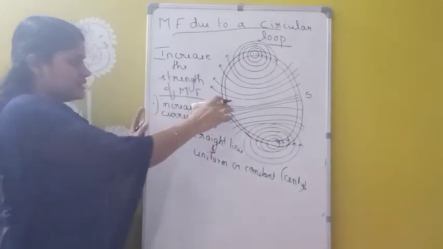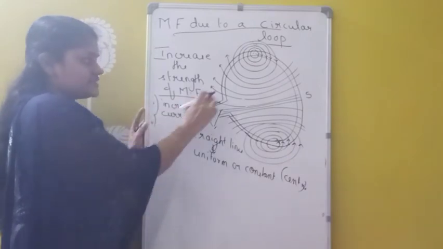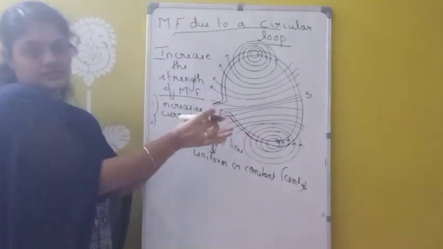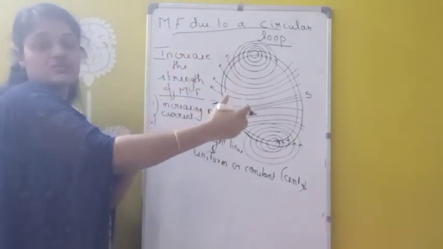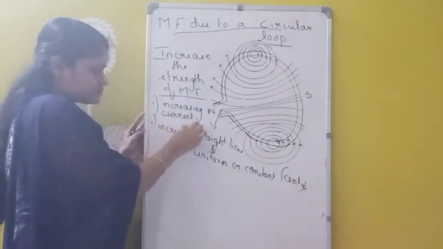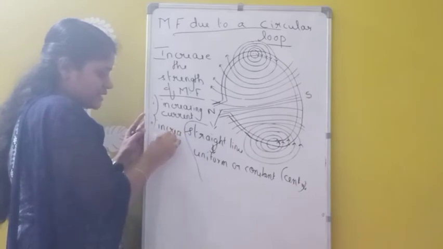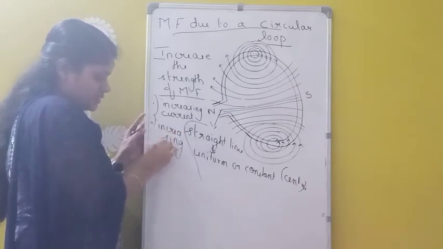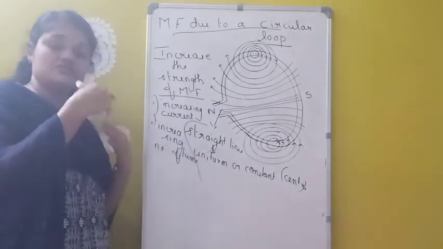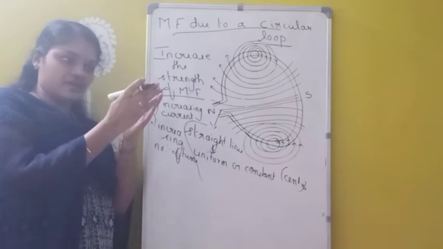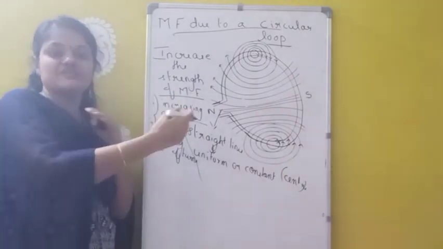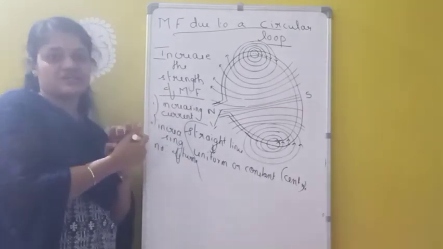That is one point. Then the second one is increasing the number of turns. So here we have only one turn. This wire is bent in a single turn. Suppose we are increasing the number of turns, what about the magnetic field? It also will increase. So if you are increasing the number of turns, what will happen? The magnetic field strength also will increase. That means all the magnetic fields will be adding up. So the strength will increase there. So by increasing the number of turns, we can increase the magnetic field strength.